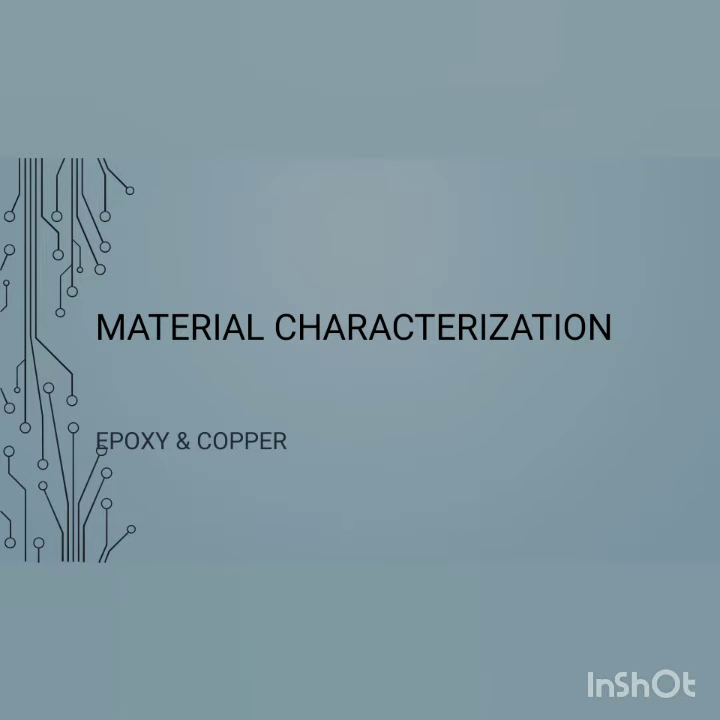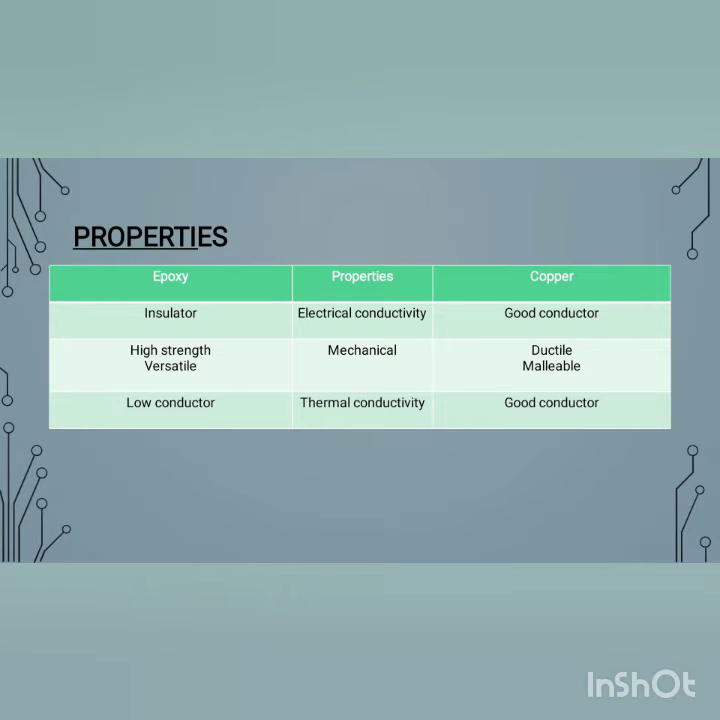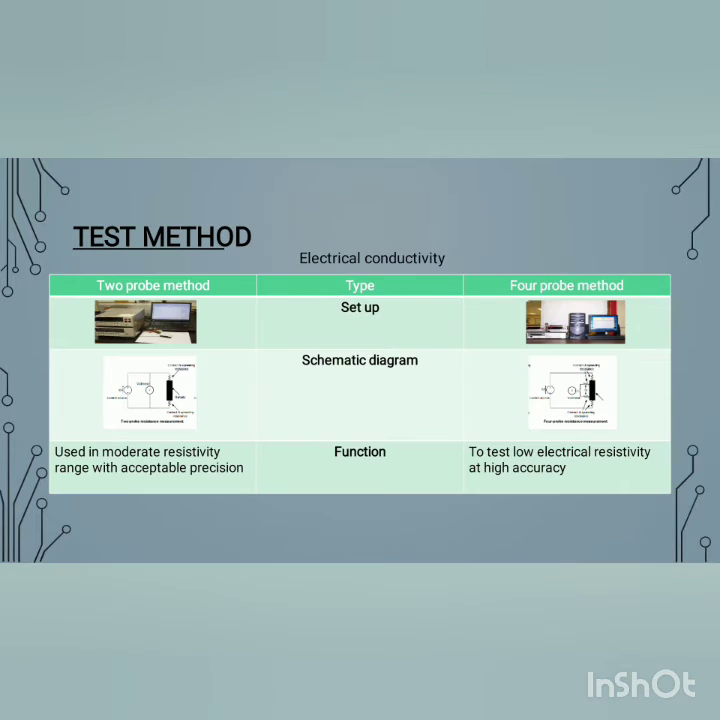Material characterization of epoxy and copper. The properties of the material are as below. Epoxy is an insulator to electrical conductivity and has a low thermal conductivity, but epoxy is well known to have a high strength and be a versatile material. Meanwhile, copper has both good electrical and thermal conductivity.